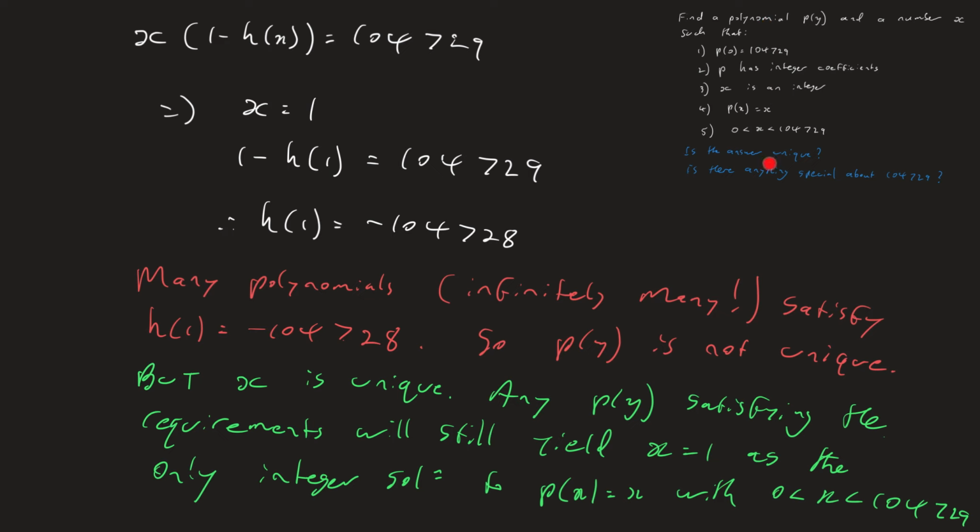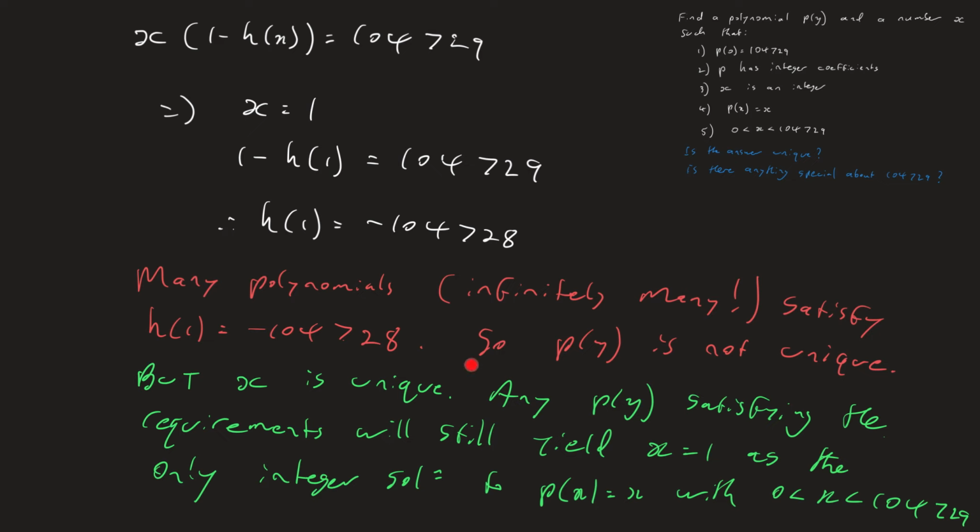So to solve this, we know that p of y has to be of the special form p of y equals h of y times y plus 104,729. And from that, we deduced that x has to satisfy this equation here, where both this term and this term are integers. And given that x lies between these two numbers here, we conclude that x has to equal 1. So in terms of x, which is all the calendar problem asked, the answer is unique. x has to equal 1.